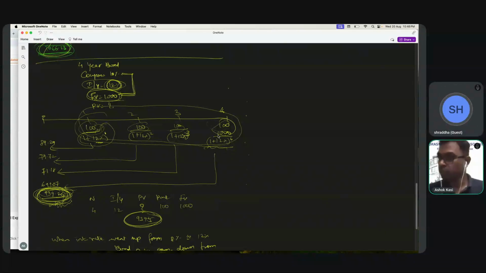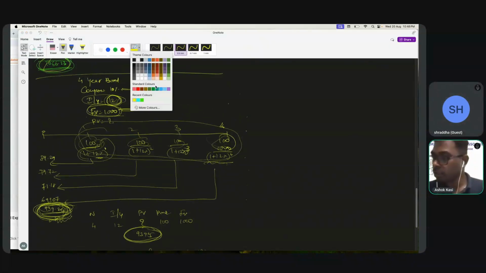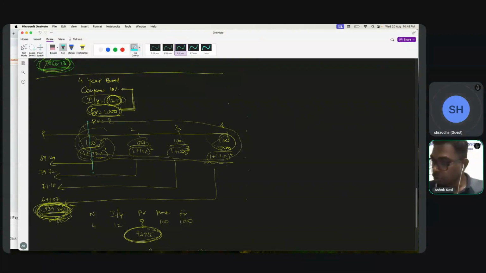Now, because you asked me this question, suppose today it is 939.26. If after 1 year someone is buying, then what will be the case? This amount of 100 you would have already received. Let's say you bought it for 939.26. If somebody else is buying after 1 year, at what price will they buy? From that person's perspective, there are only 3 years left. So this will become zero for that person, and they will get this 100, this 100, and this 1100.